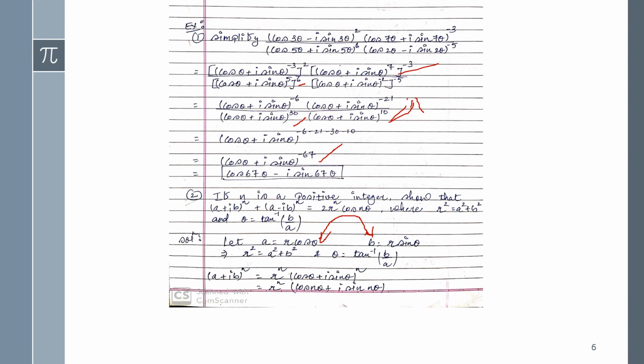Okay, now see that you have to do the addition of these both the terms. You need the addition of these both the terms, that is, a plus ib whole raised to n plus a minus ib whole raised to n.